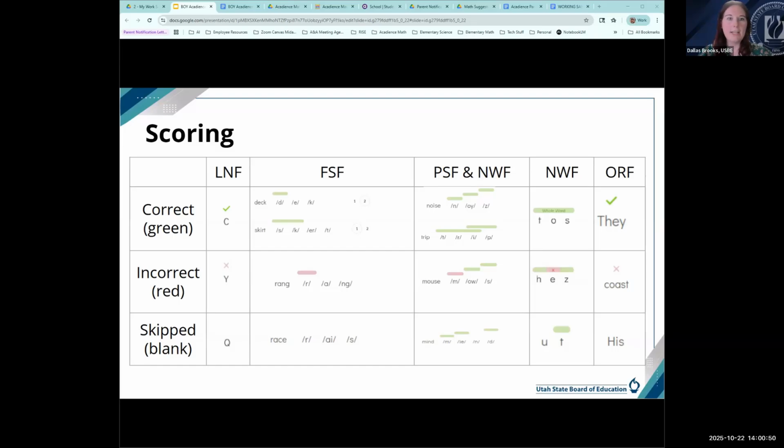If you look at the row underneath with the incorrect, the student is getting these wrong, so it puts a red above it. And then if the student skips it, then it's just left as blank. So as you're going through and analyzing the scores that your students received, you can see what they actually did in real time on the assessment. Jared, if you'll go to the next slide, please.